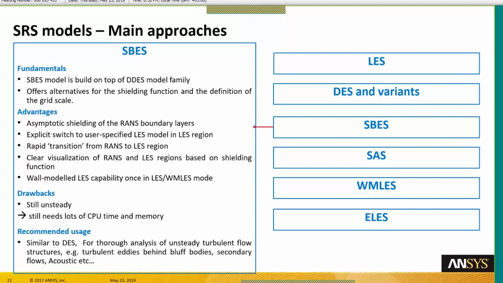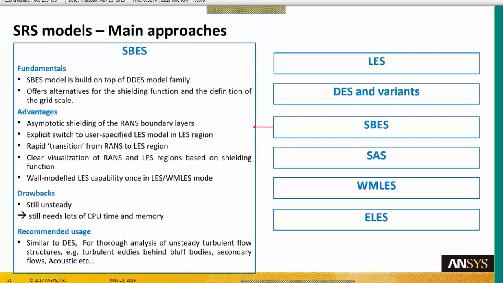The switch is explicit in the LES region, and you have a rapid transition from RANS to LES. The transition is extremely rapid, and it's a good property, because you want to have as little uncertainty as possible at the transition between RANS and LES. You want to do RANS or LES. You don't want to do a mix of these two approaches.